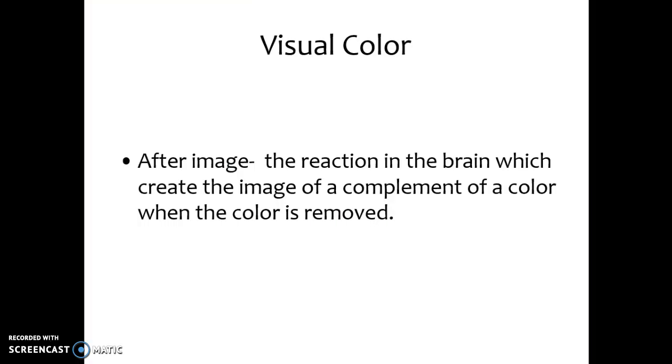One of the fun tricks that you can do with complementary colors is this effect of visual color. And you can create an after image. It's a reaction that happens in your brain which creates the image of a complement of a color when the color is removed. So if you stare at the red square for about 30 seconds without looking away, you can blink. It's not going to move. It's not going to change. It's just going to say red square.